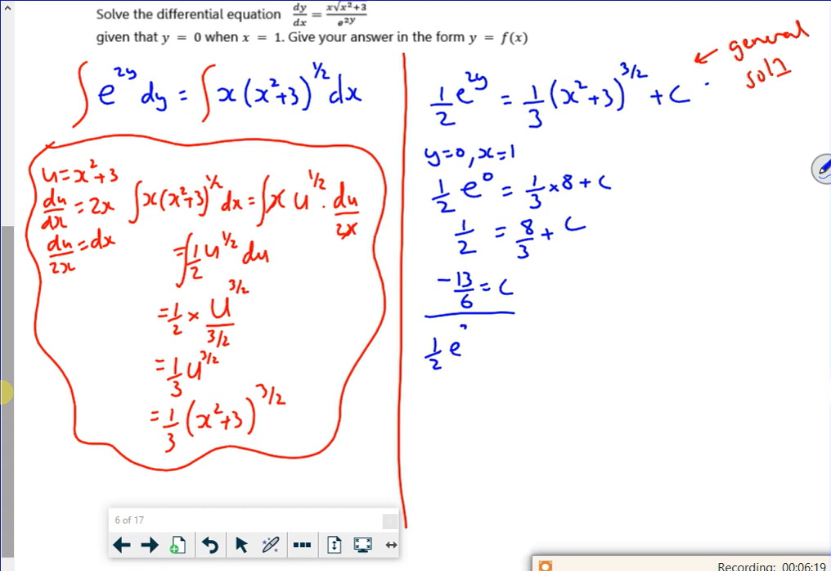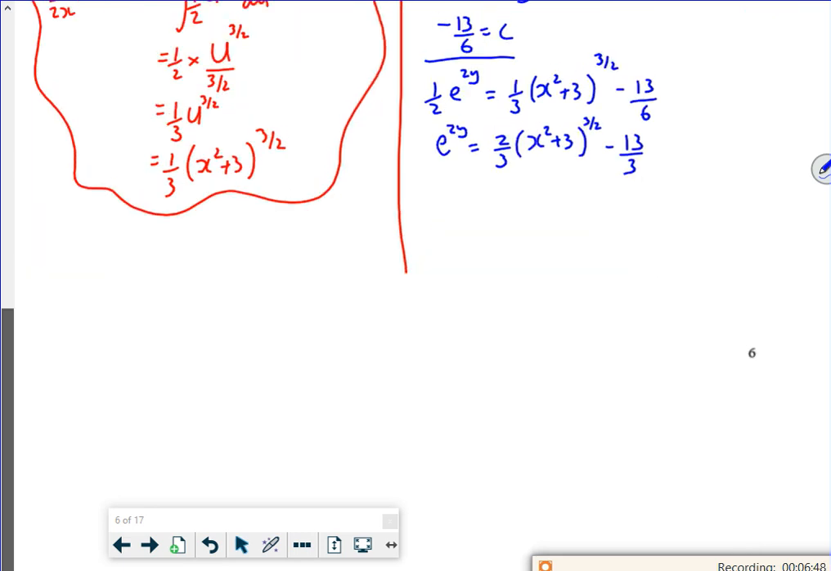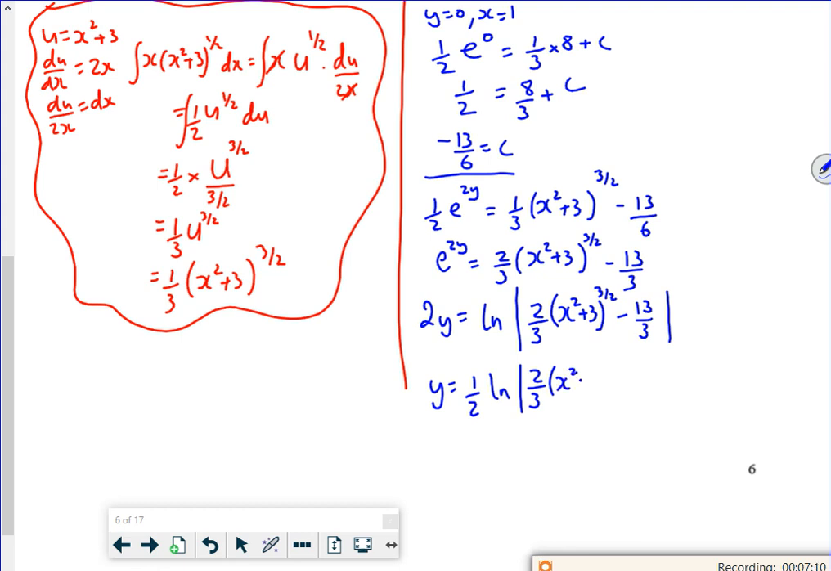So a half e to the 2y is a third x squared plus 3 to the power 3 over 2 minus 13 over 6. Now I want it as y equals. So if I times through by 2, I've got e to the 2y is 2 thirds x squared plus 3 to the 3 over 2 minus, now some people write it as 26 over 6, it's 13 over 3. I need to take logs of both sides. Are you still with me with this? So it's 2y is ln of all of this. And then I just half it. It looks messy, but I've just followed the rules.